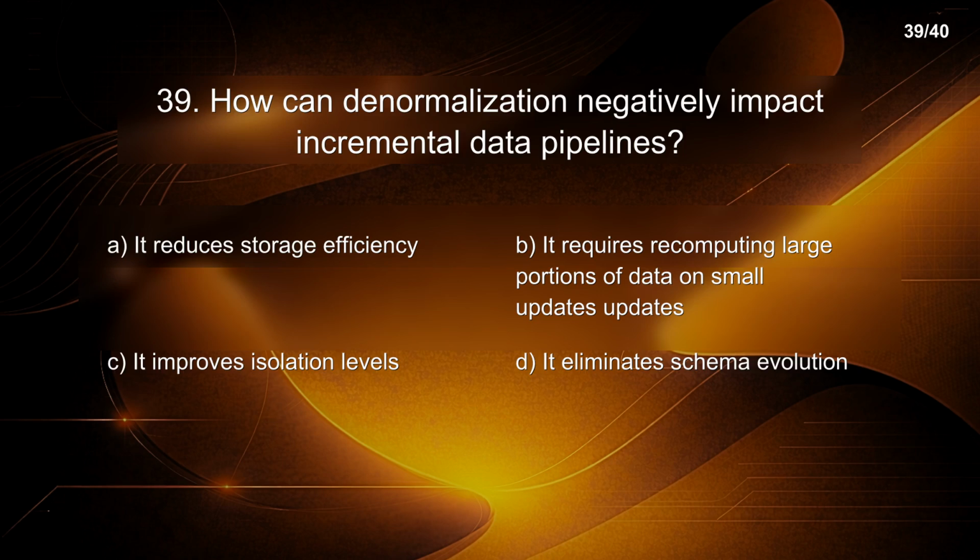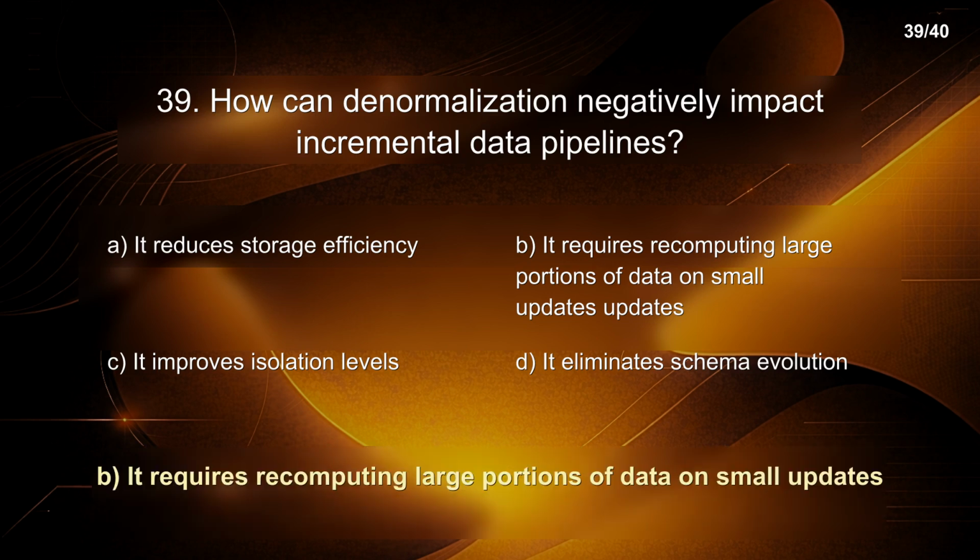39th question. How can denormalization negatively impact incremental data pipelines? A. It reduces storage efficiency. B. It requires recomputing large portions of data on small updates. C. It improves isolation levels. D. It eliminates schema evolution. Correct answer is B. It requires recomputing large portions of data on small updates.